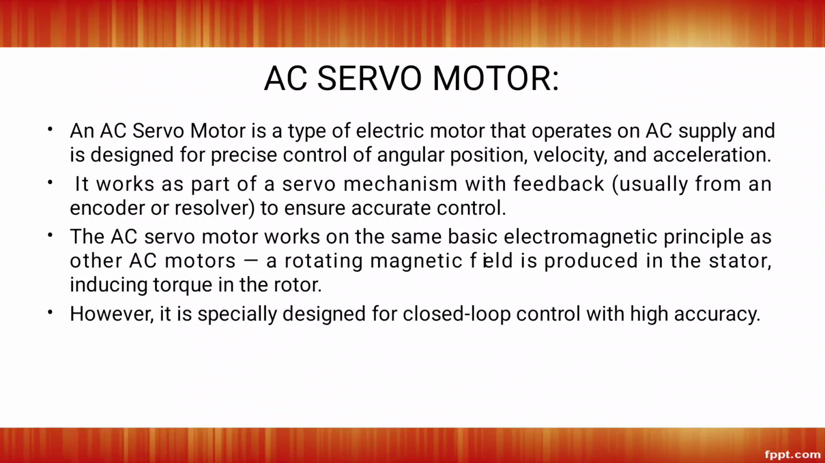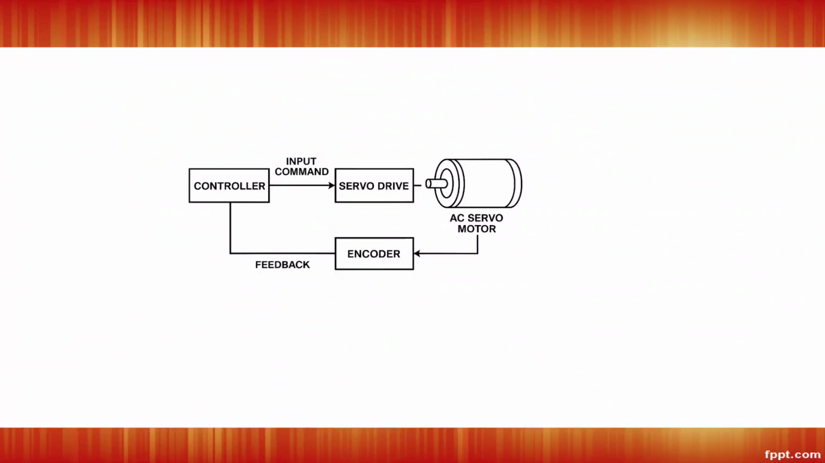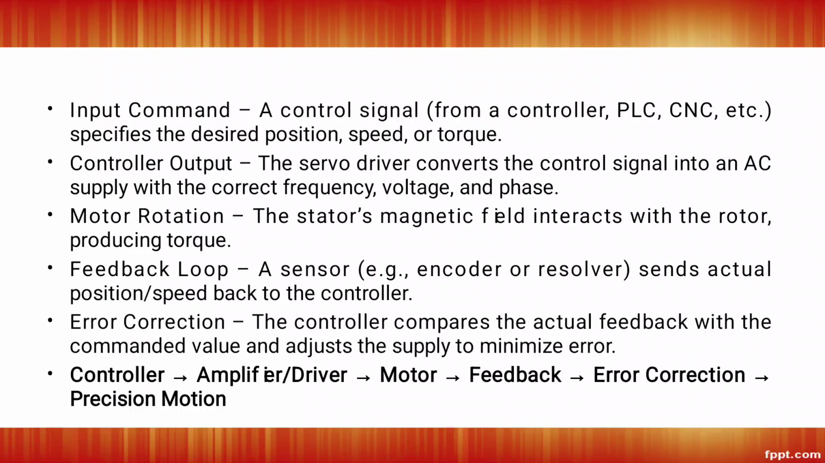An AC servo motor works on the same basic electromagnetic principles as an AC motor. The rotating magnetic field is produced in the stator, inducing torque in the rotor. However, it is specially designed for closed loop control with high accuracy. So this is the basic block diagram of an AC servo motor. It consists of a controller, input command, servo drive, encoder and AC servo motor, and a feedback is connected to the controller and encoder.